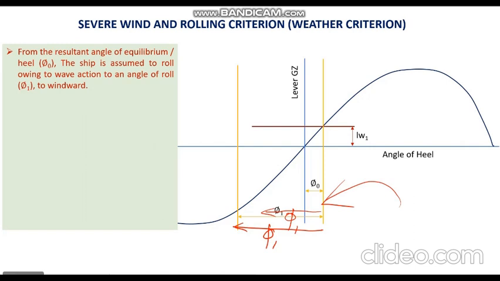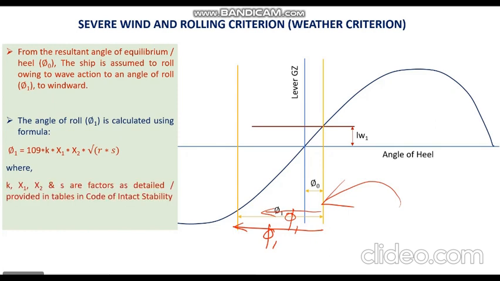Now, for calculating LW1, we had a formula. For phi 0, there was a limit. How is this phi 1 calculated? The angle of roll phi 1 is calculated using certain formulae and some constants. The formula you need not remember. If you want to, just say phi 1 for a ship is calculated using the formulae and the tables given in the code of intact stability. If you want to remember them, it's up to you. It's your choice. I have tried to simplify as much as I could so that you don't have to remember.